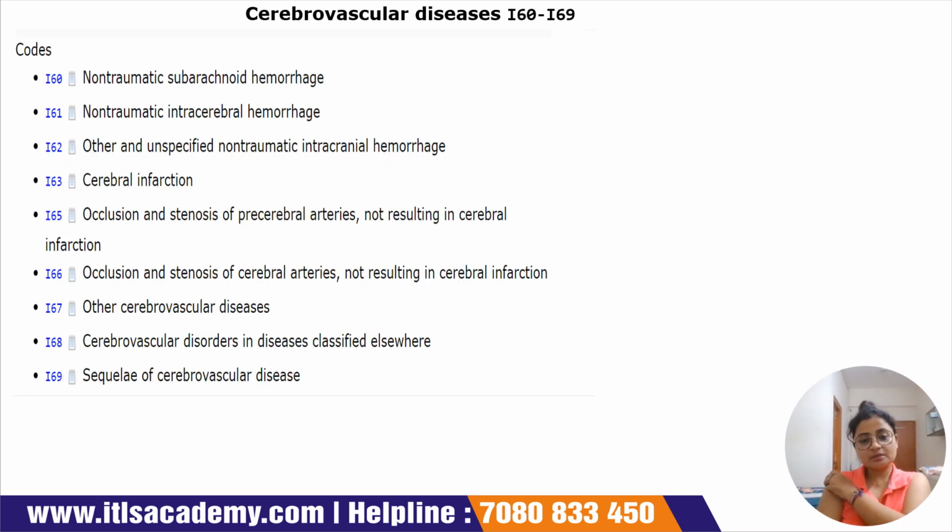Next important set of subcodes that we need to talk about are I60 to I69, which refers to the cerebrovascular diseases. So let's see what are the different subcodes that we have. I60 will stand for non-traumatic subarachnoid hemorrhage. I61 will stand for non-traumatic intracerebral hemorrhage. I62 will stand for other and unspecified non-traumatic intracranial hemorrhage. I63 will stand for cerebral infarction. I65 will stand for occlusion and stenosis of pre-cerebral arteries not resulting in cerebral infarction.